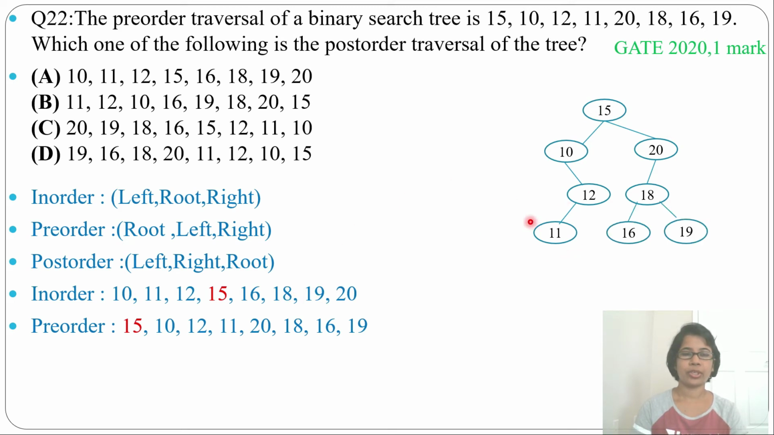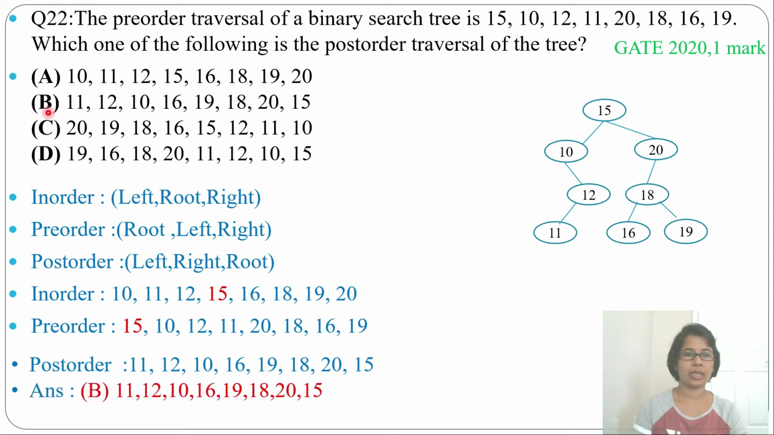So what is post-order? Left, right, root. We go to the left, nothing there, so we'll start from here. It will be 11, 12, 10, then 16, 19, 18, 20, 15. So this is the post-order, and you can check in the options where it is present. It is present in option B. So the answer is B.